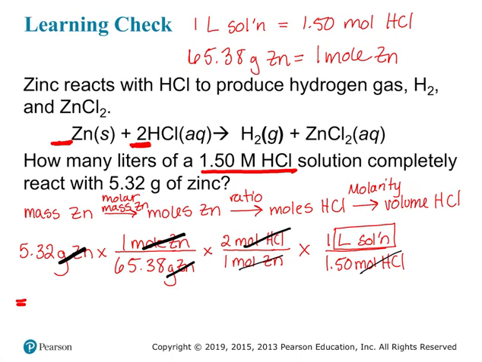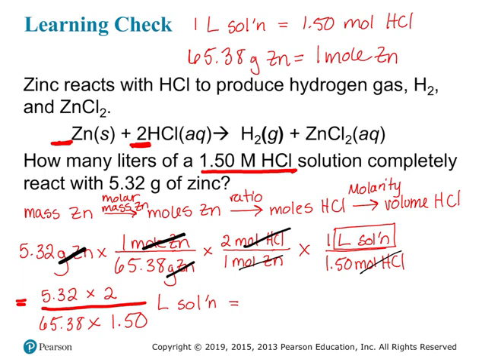And let's simplify our numbers here. So in the numerators, we have 5.32 times 1 times 2 times 1. And I'm just leaving out the ones because it gives us the same answer. All right, and then in the denominators, we have 65.38 times 1, so I'll leave that out, times 1.5.